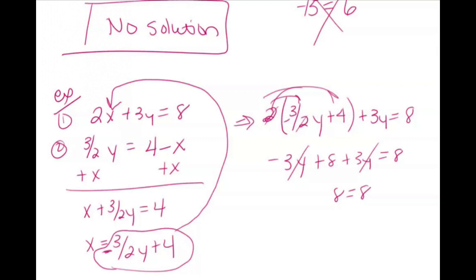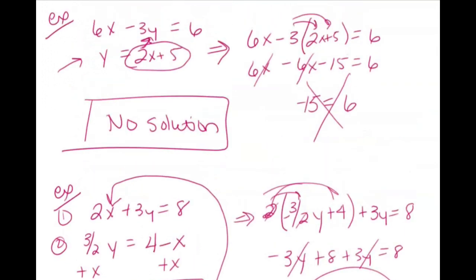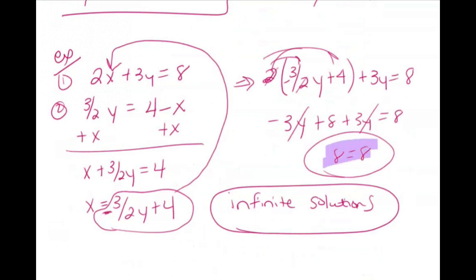So in this case, my variables disappeared, but I'm left with a true statement. In this case, there is an infinite amount of solutions. So notice the difference. In the first case, you had an untrue statement with the variables dropping out. In this case, you have a true statement with the variables dropping out. And that's going to be the difference for you.